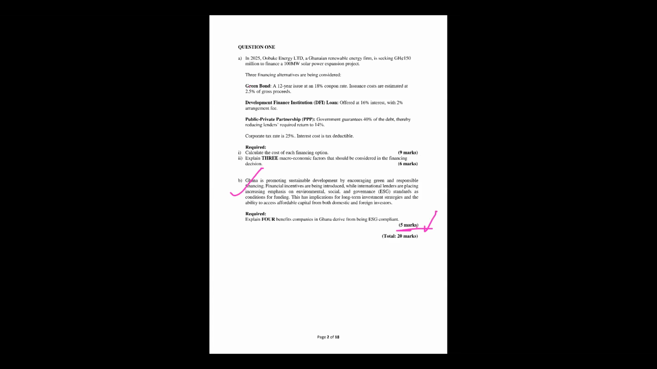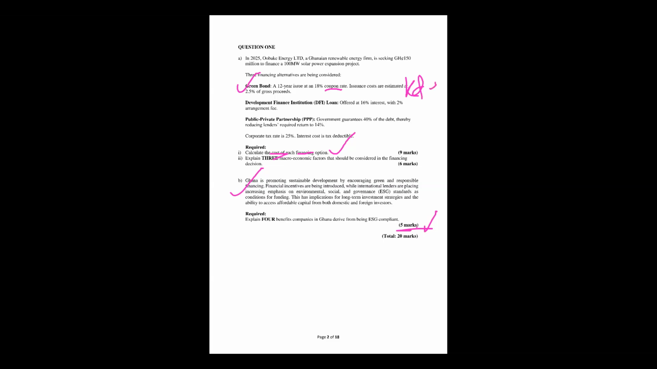Green bond, 12%, development, public-private partnership, corporate tax, calculate the cost of each finance. So the costs. If it is a 12-year issue, now I'm talking about costs and it's finances, so it's cost of capital. So which cost of capital will go for the green bond, right? It's a 12-year issue, the coupon rate is a bond. So it means this one is a cost of debt, which is the bond formula. That's what I'll go with.